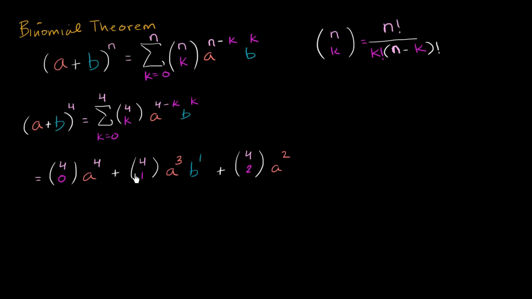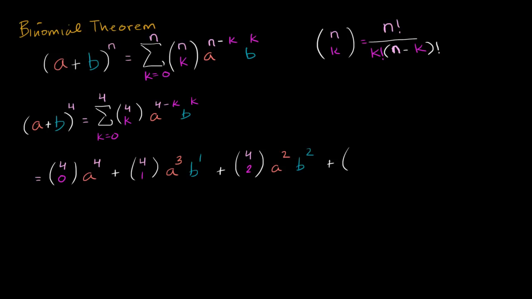I think you see a pattern here. A to the 4th, a to the 3rd, a squared. And then times b to the k. Well, k is 2 now, so b squared. And you see a pattern again. So this is, you could say b to the 0, b to the 1, b squared. And we only have 2 more terms to add here.